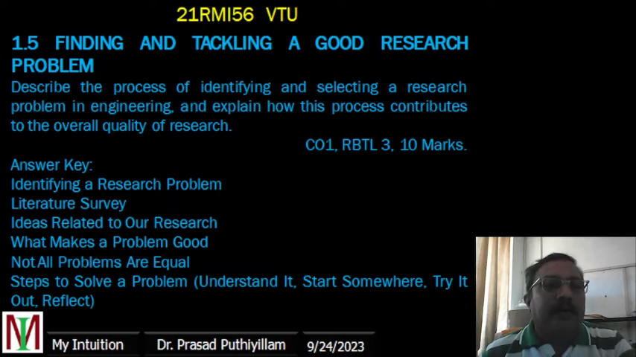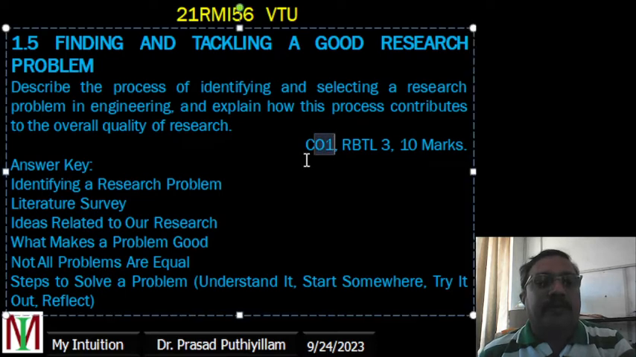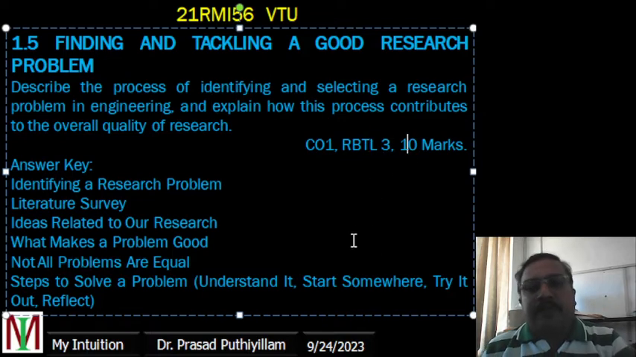To that, a question is framed. Describe the process of identifying and selecting a research problem in engineering and explain how this process contributes to the overall quality of research. That is connected to CO1. You will come to know the meaning of engineering research. The level of the question is level 3 and it can be asked for 10 marks.